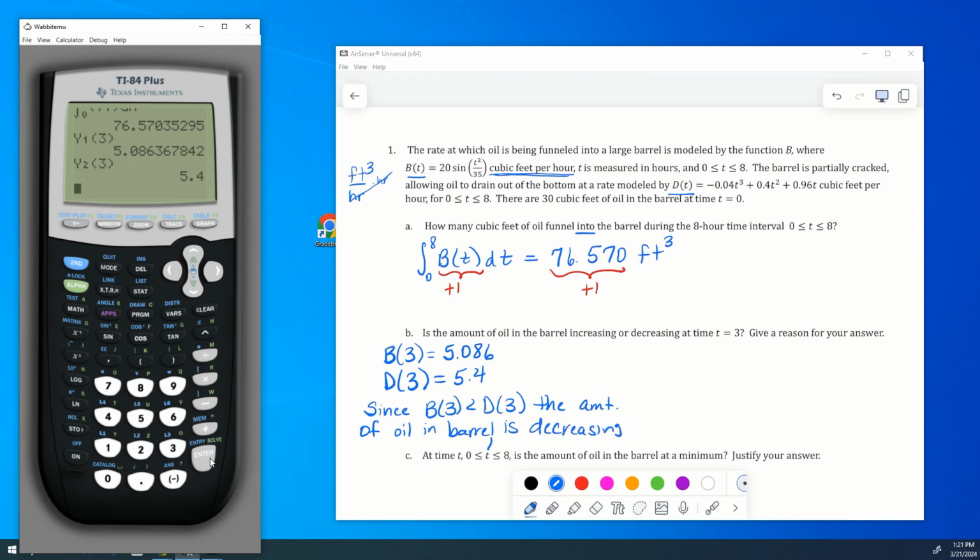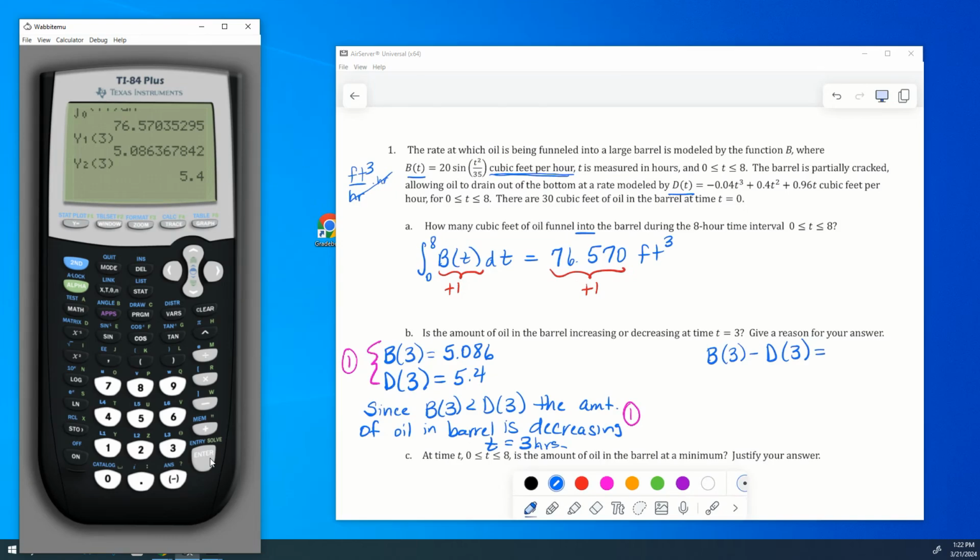So please look at my notation and make sure you understand where I'm getting those things. As far as what the points are, 1 point was if you considered both B of 3 and D of 3 in some way. And then, of course, answer with reason. So if you said it was decreasing but don't have a correct reason, you won't get the point. The other way you could have justified is some people like to compare it this way.